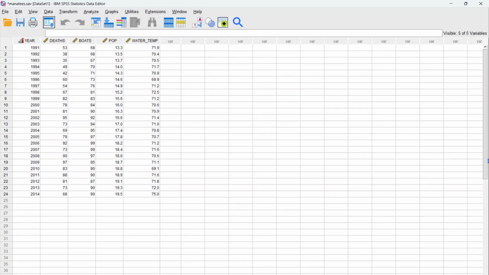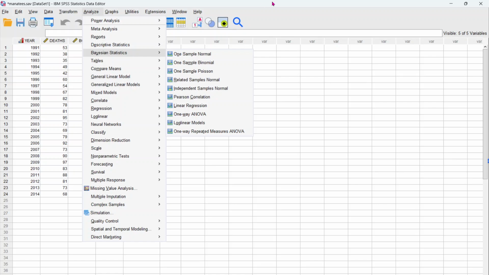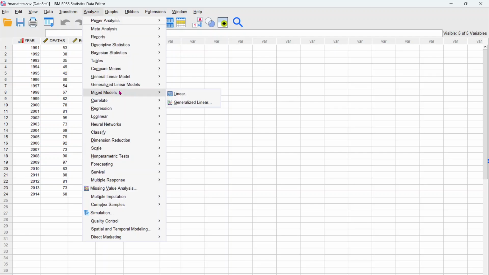Now, this is the stuff that we did in the correlations as well. And in the correlations, we've already done the correlations. I'll rerun those quickly. So this is the manatee data, each year, and how many dead manatees there are, with boats, population, and water temperature. Let's run the correlations again, just the correlation metrics, not everything else.